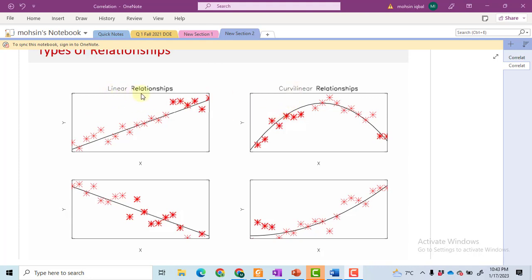For the linear relationship, we have a straight line. And for the curvilinear, we have a hyperbola or parabola. This relationship shows positive, and this one is showing negative. Again, these are positive, these are upward and downward. Here a straight line is best fitting the data, and in this graph the curvilinear line is best fitting the data.